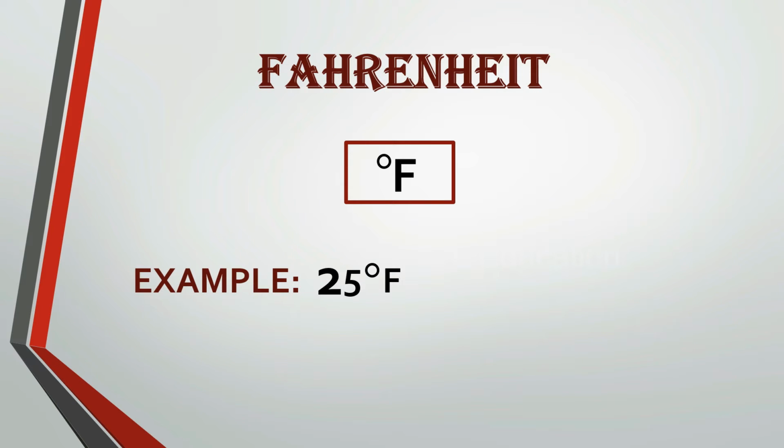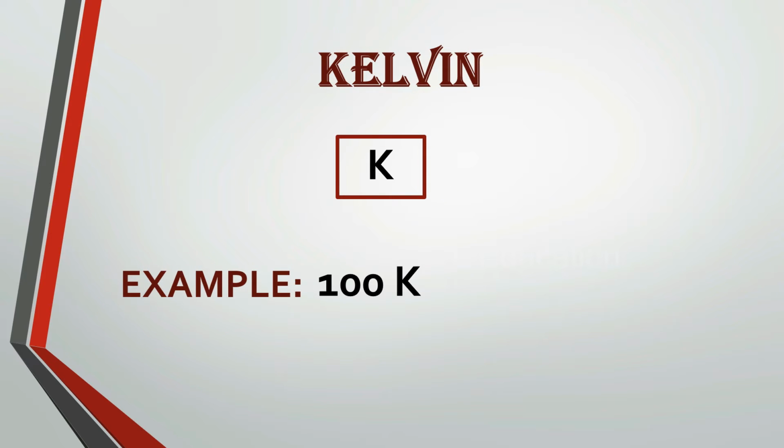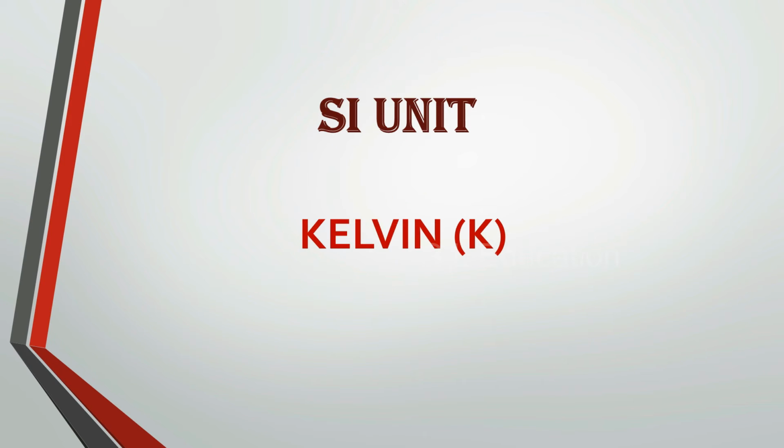Fahrenheit. Fahrenheit is written as degree F. For example, 20 degrees F. F means Fahrenheit. Kelvin. Kelvin is written as K in caps. For example, 100 K. That is 100 Kelvin. The SI unit of temperature is Kelvin.